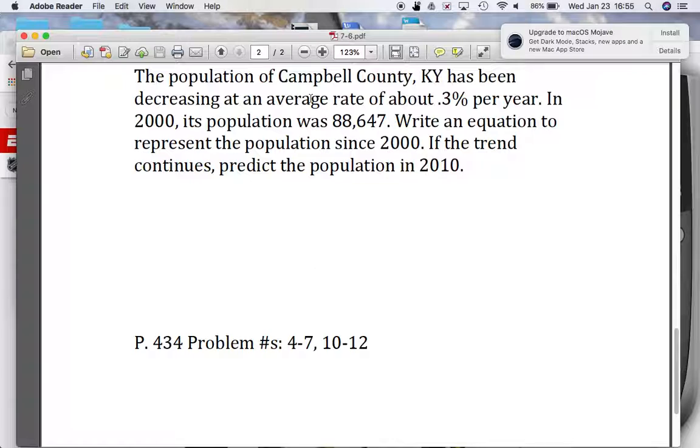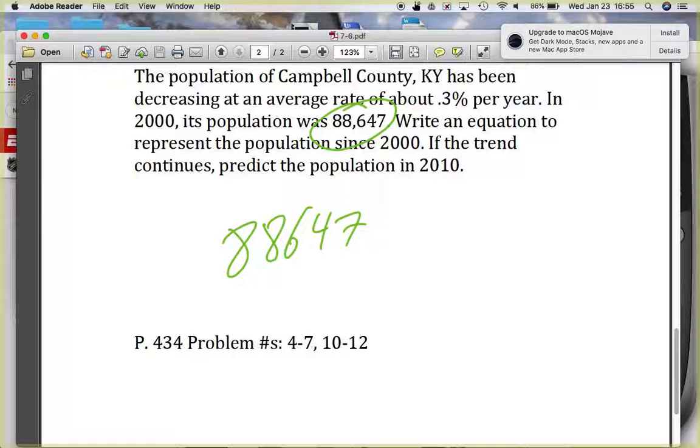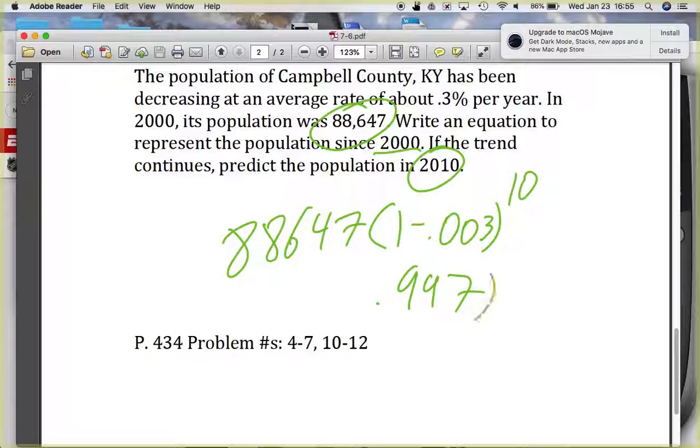The population of Campbell County, Kentucky has been decreasing at an average rate. Decreasing tells me it's going down. Notice the 0.3% per year. Once again, I'm going to write this, then I'll go back to the calculator. So how much does it start with? Its population started at 88,647 in the year 2000. And I get to subtract 0.003. And then how many years are we going? From 2000 to 2010? That tells me 10 years. So do note that that's 0.997, right?